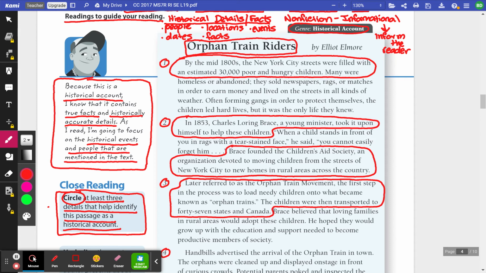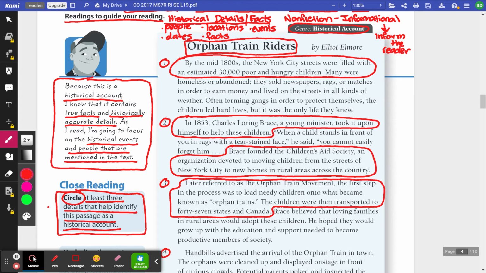I chose to circle this historical detail because not only does it give us the date that this was happening, it gives us an exact number, or really it's an estimated number. So in the mid 1800s, we know New York City was filled with at least 30,000 poor and hungry children. This is a historical fact or detail if I've ever seen one.